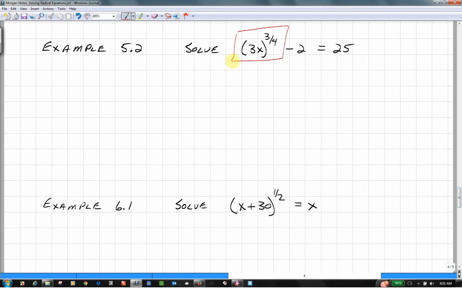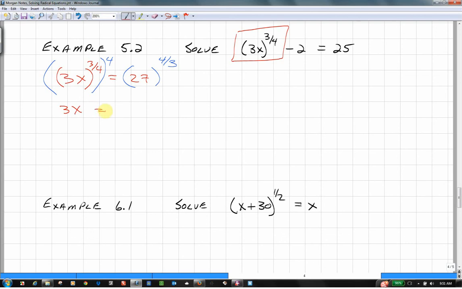So I'm going to add 2 to both sides. After I add 2 to both sides, I have 3x to the 3/4 power is equal to 27. Now what I need to do is take both sides to the reciprocal power. So if I have 3/4, I'm going to take this side to the 4/3. When I take this to the 4/3, this side is going to be 3x, and the other side is going to be the cube root of 27.